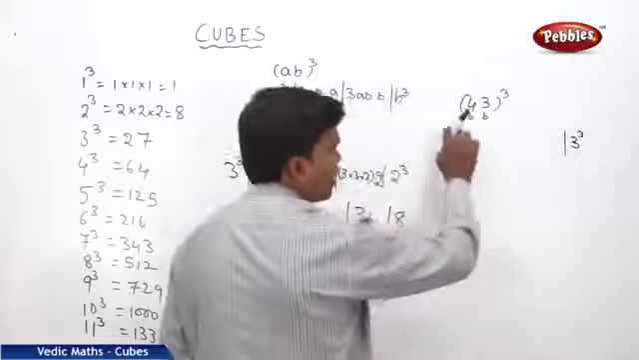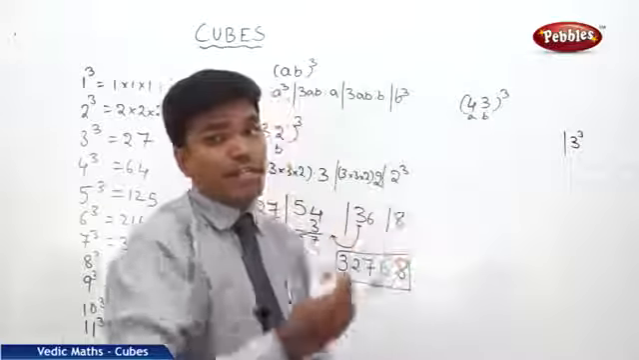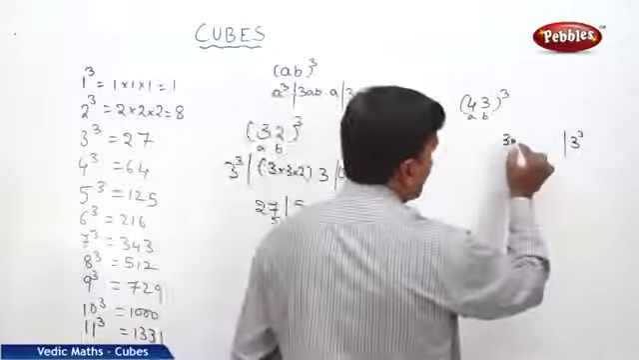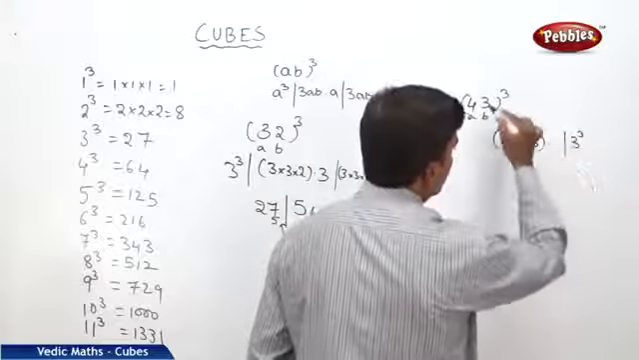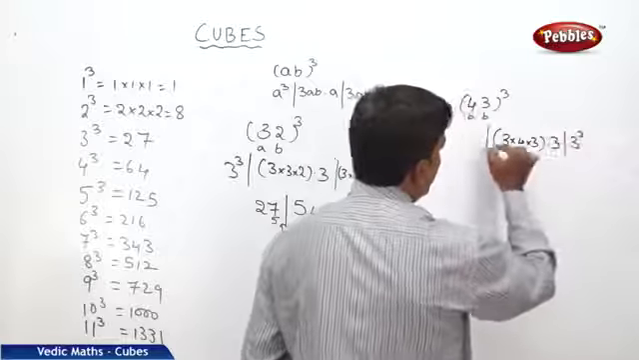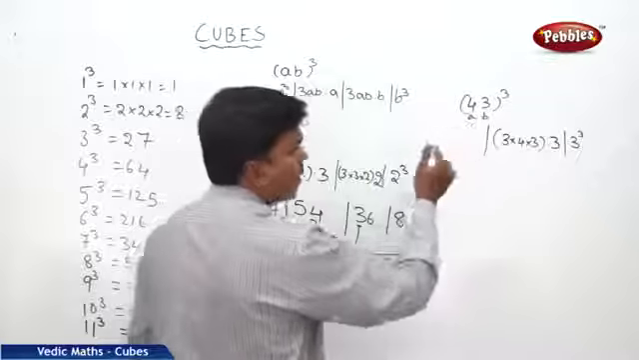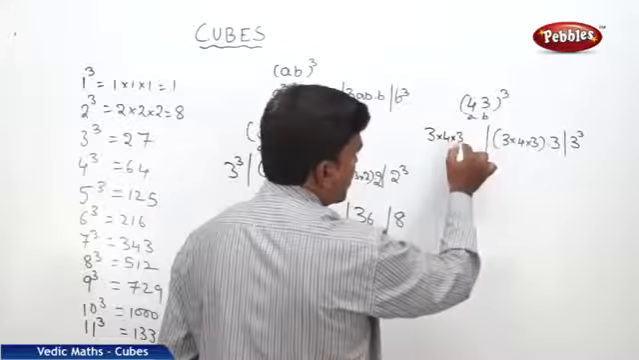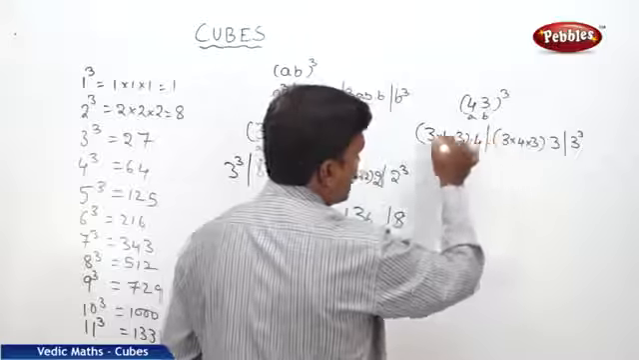Next, 3AB into B. What is the second step from the right side? 3AB into B. That means 3 into 4 into 3 into 3. Now what is the third step from the right? 3AB into A. That means 3, A means 4, B means 3 again. 3AB into A, that is 4.